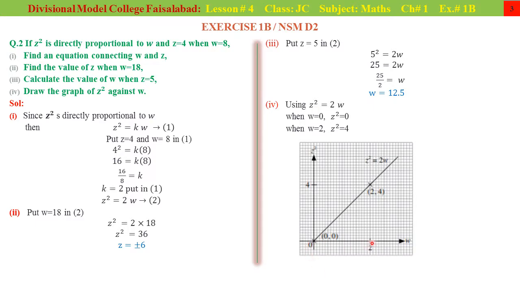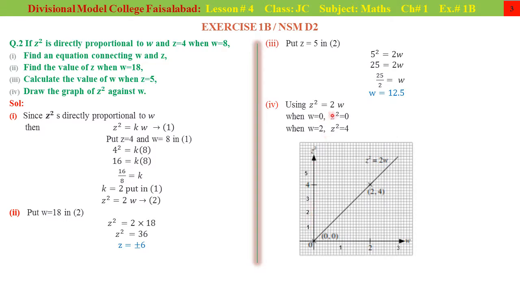Okay, this is w and this is z square. Label these axes. We have taken 10 small squares equal to 1, then 2, then 3, and along the y-axis we have taken 5 small squares equal to 1. So 1, 2, 3, 4, and 5.